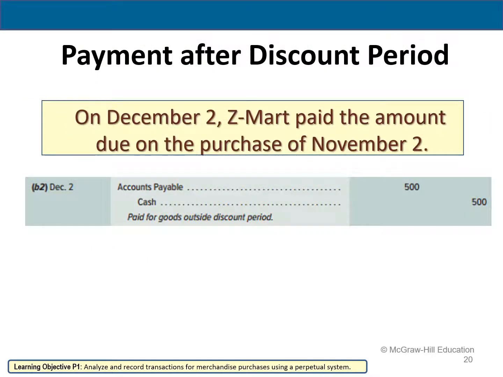All right, if we have a payment after the discount period, let's say you don't pay it till December 2nd, then you just unwind like normal. You debit your accounts payable and credit your cash for the full payment. Okay?